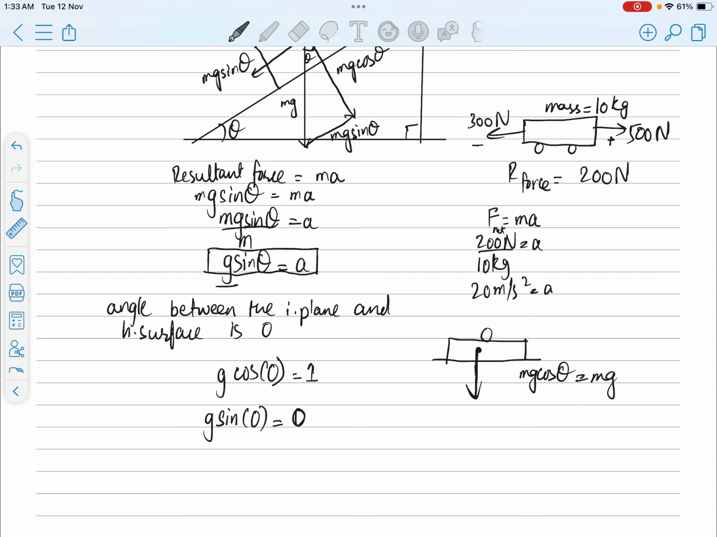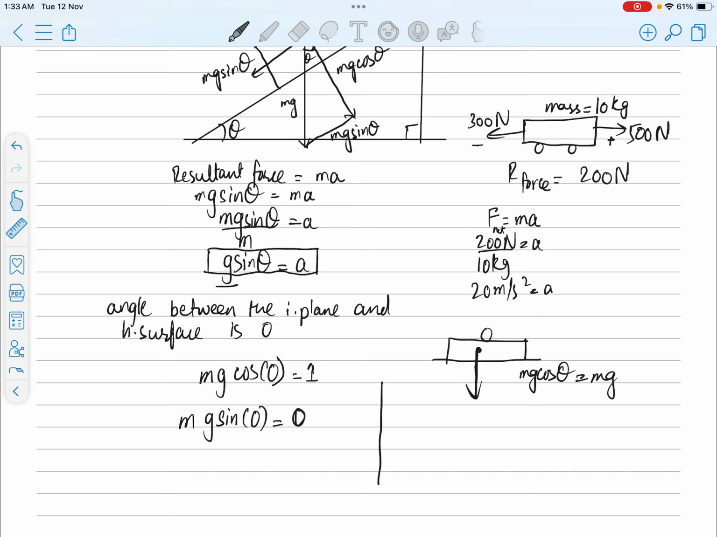So this means on a horizontal surface, there is actually no parallel component. So this was what I was going to tell.